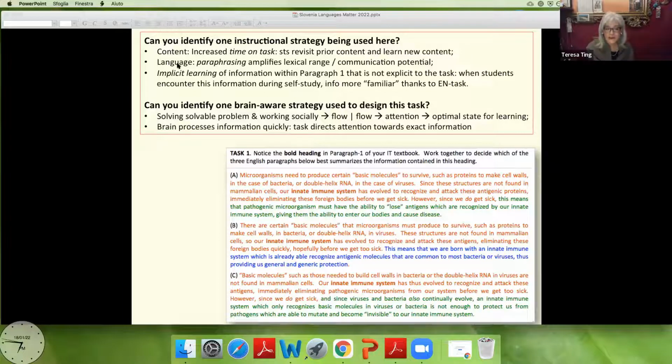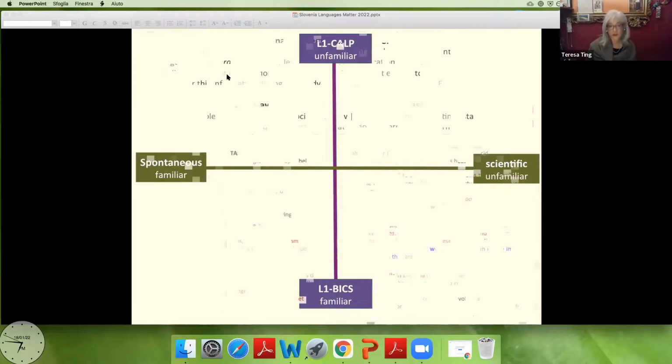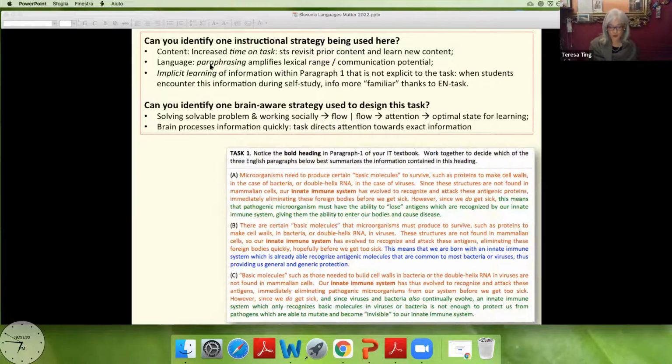In language, point number 2 here, language. When we're paraphrasing, it amplifies lexical range and communication potential. We're teaching students different ways in the orange of saying the same thing. So we're showing them language at its best.